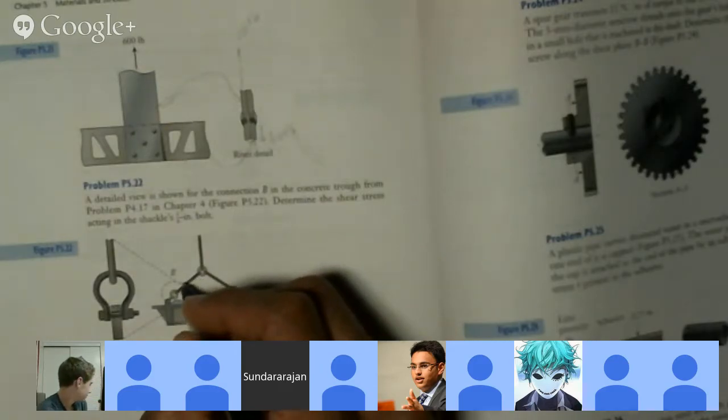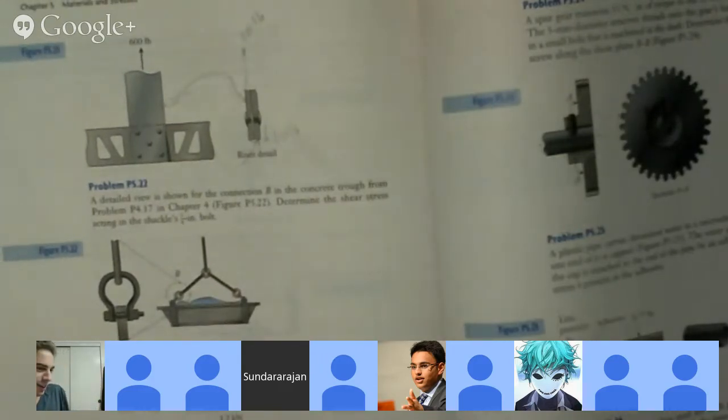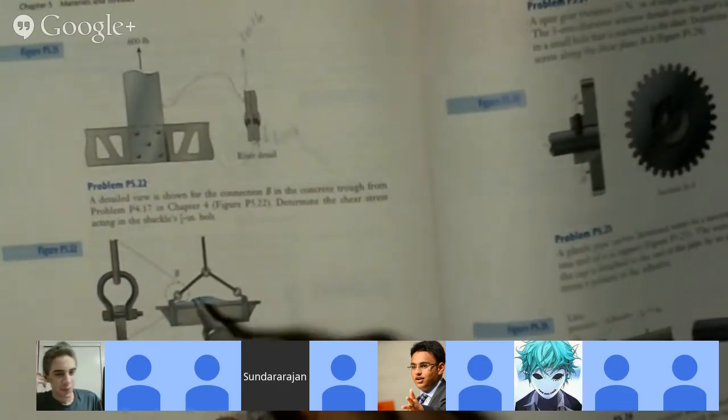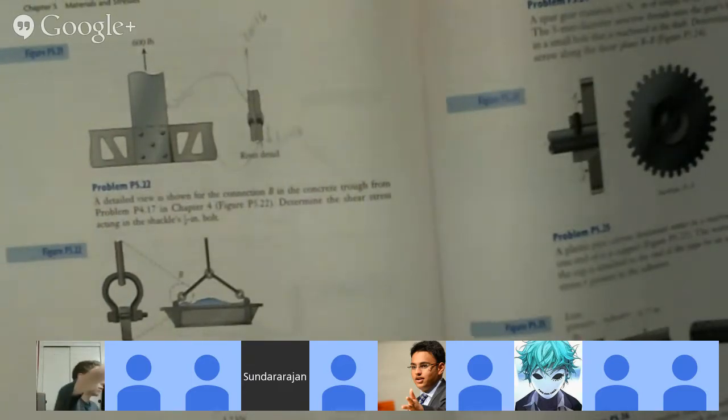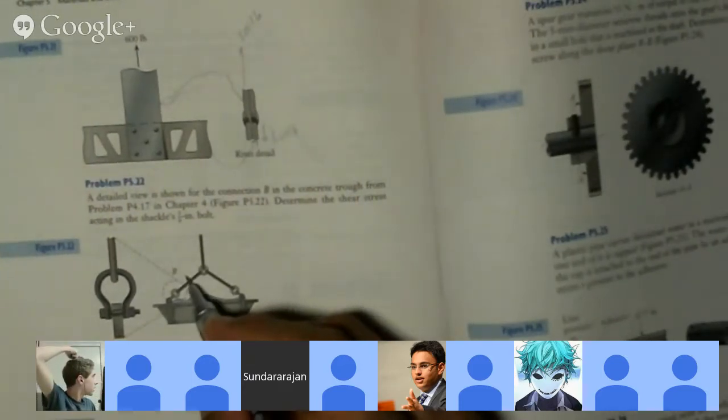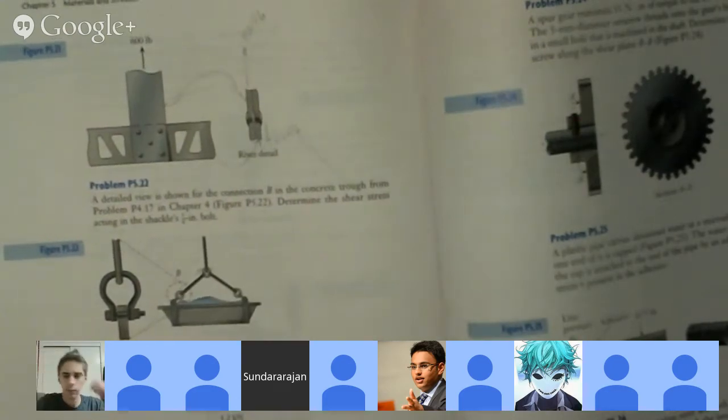What kind of stress does this have on this? The forces are parallel, right? Yeah, the force is parallel here, like this. So what is this kind of force? Tensile? Yeah, this is tensile.